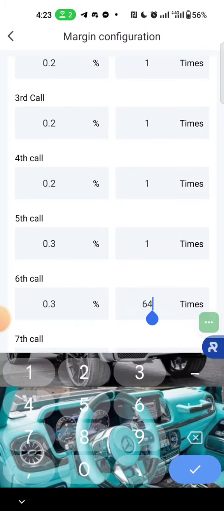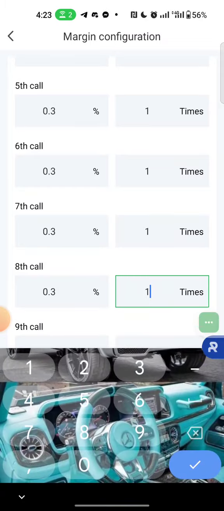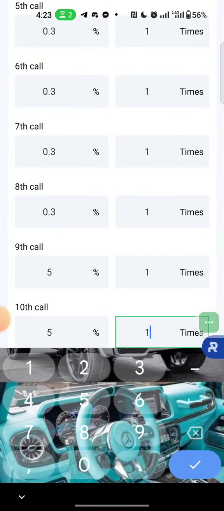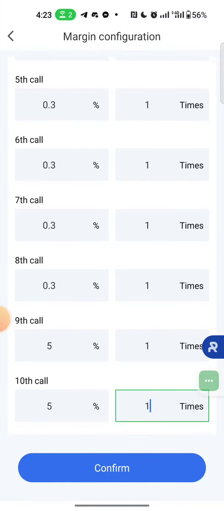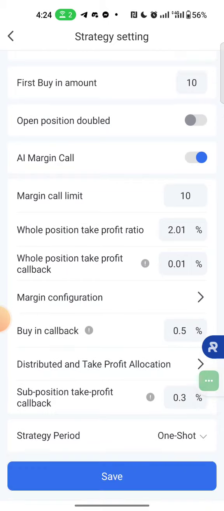A 1, a 1, a 1 and a 1. So if the signal was 5%, I'll still be safe. Even if the market misbehaves a little bit, I could still enjoy. And basically, it is a one shot.